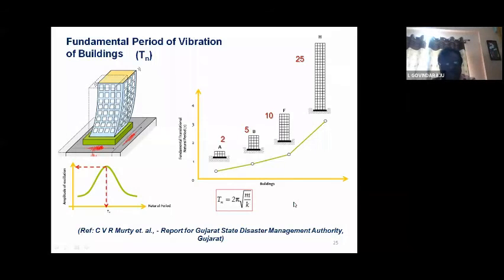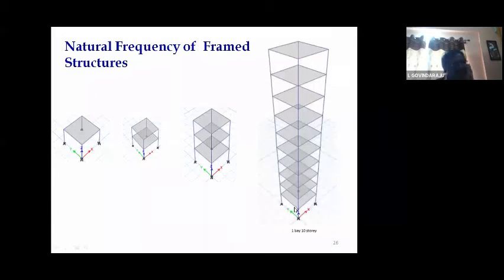On the same lines, we carried out the determination of natural frequency by using finite element modeling using SAP software.